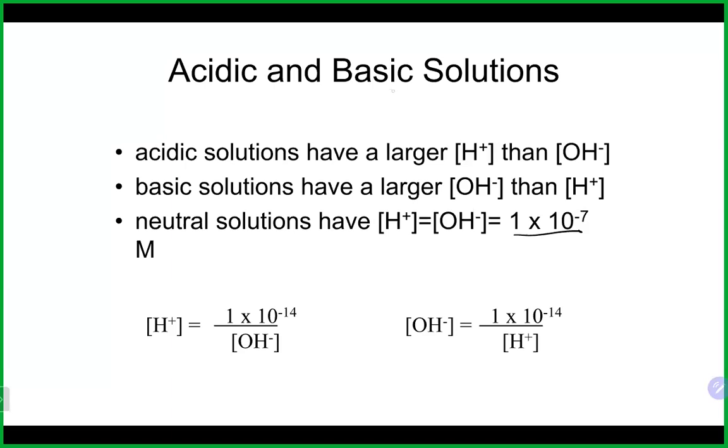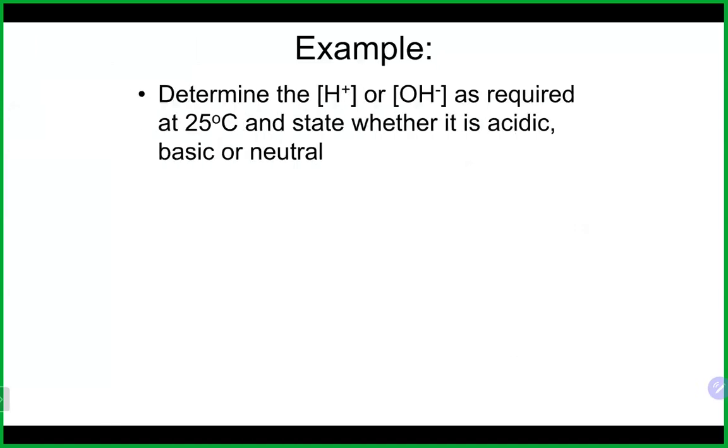Now, the relationship between H plus and OH minus is this: as one goes up, the other goes down. So they go opposite of each other. If you have more H plus in the solution, you're going to have a lot less OH minus in the solution. And that means it's going to be probably more acidic. And if you have more OH minus, you will have less H plus, which means it will be basic. And obviously, if you have equal amounts, it will be neutral. Any questions on that? All right, well, grab your calculator and try it.